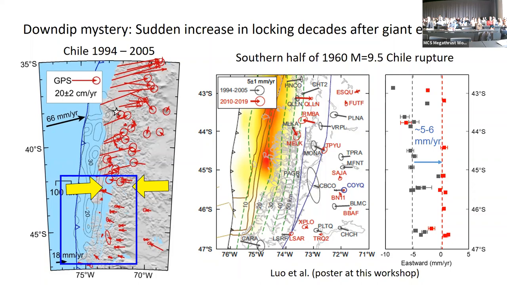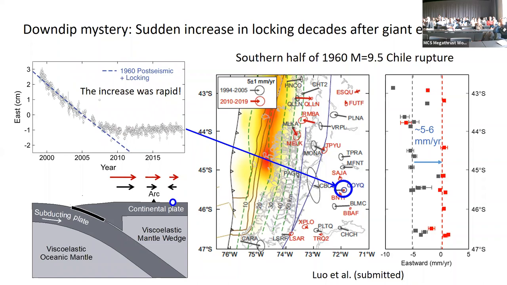Between these two periods, this is the velocity difference. All of a sudden, there's a faster landward motion. And that means at the only continuous, long-lived site, we see that the change happened very fast, almost all of a sudden.